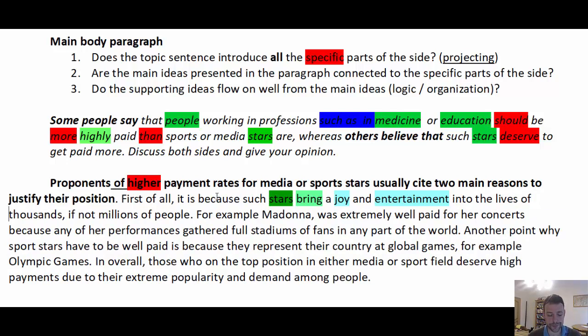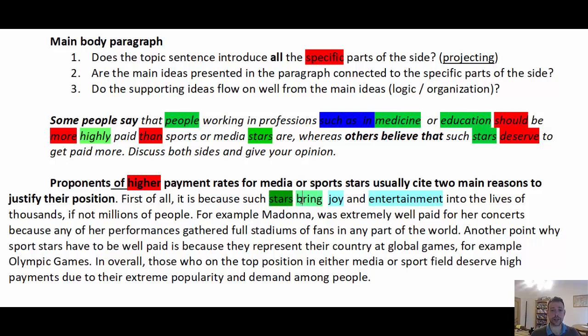Into the lives of. So you can see that the sentence before, it was repeating two ideas that were more or less the same. We've taken that away and we've now made that one longer. So the sentence is now the same in terms of length, but the ideas are a lot more specific. Such stars bring joy. I don't want to focus on little mistakes, but yeah. Bring joy and entertainment into the lives of thousands, if not millions of people. Okay, so that's good. That's our main reason.